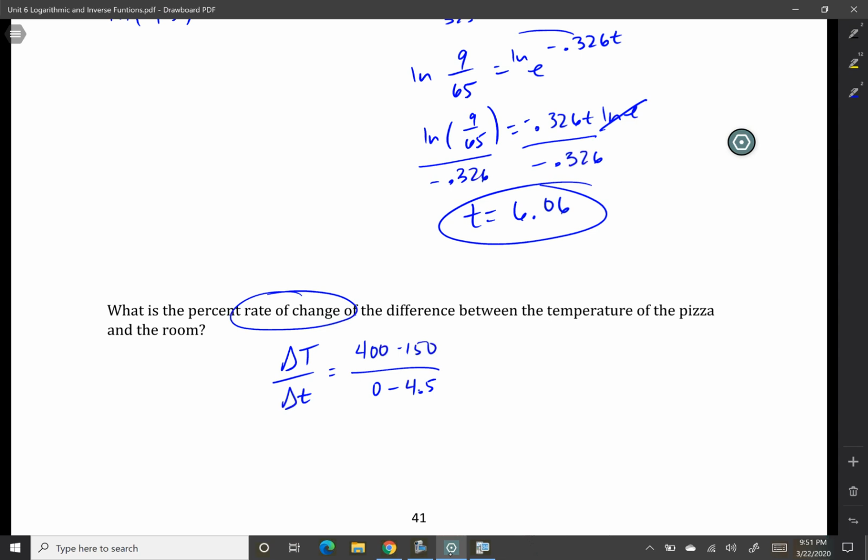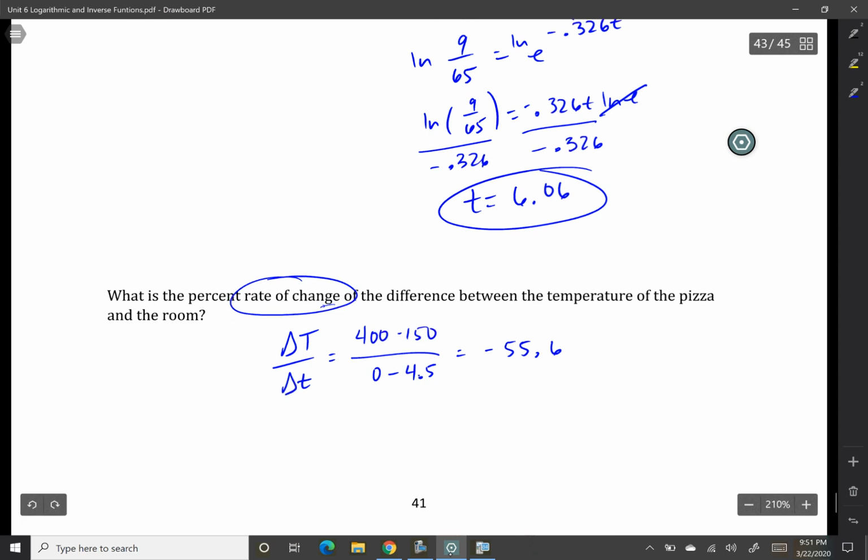So if we go through and do some quick calculation there, 400 minus 150 divided by your negative 4.5, you get a negative 55.6, we'll round it, rate of change. Because the rate of change is negative, I know it's going to be a decay function, right? You might be saying, well, why didn't you do like e to the negative 0.326? Well, it's because it asked for a percent rate of change, all right?